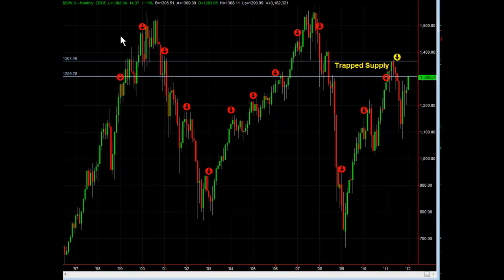So here is January 1999. You can see this red bar. These are monthly, so this whole bar here is a monthly. So you can see how it came up. It made a high in January, and then pulled back.